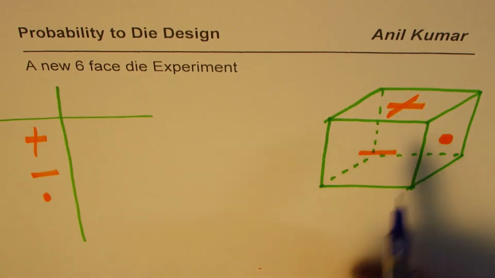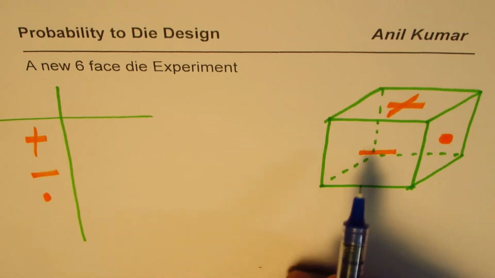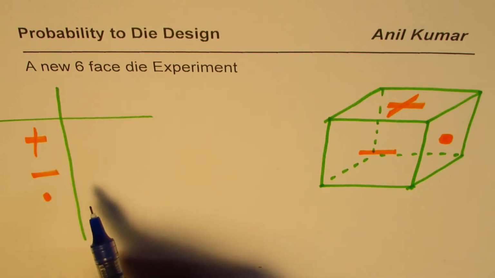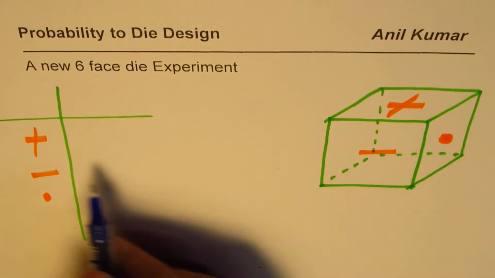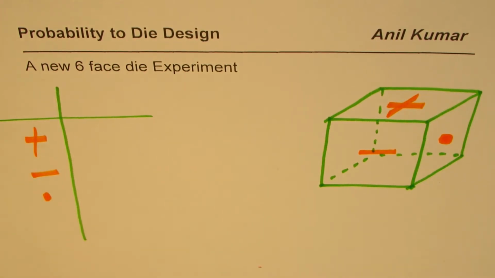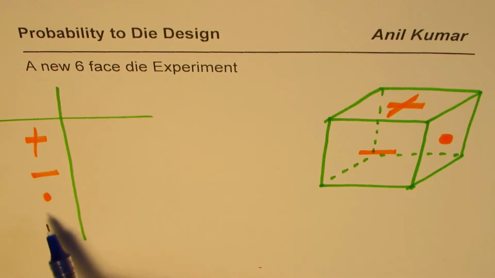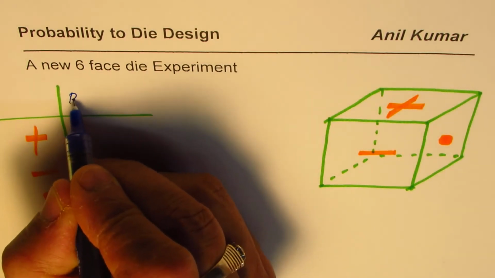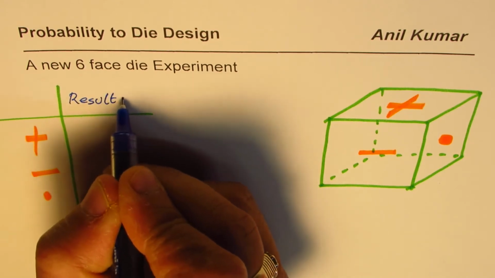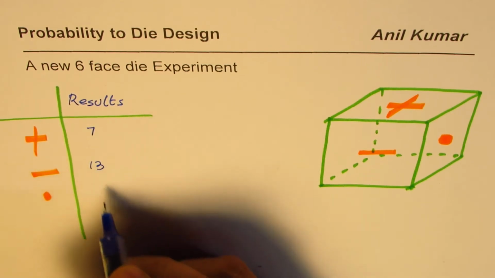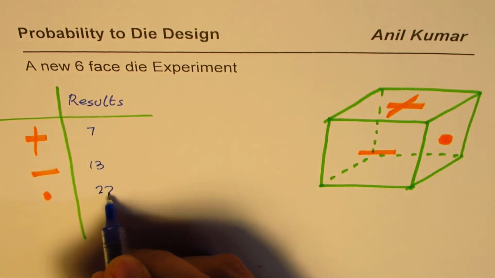So what we do here is we conduct an experiment. In this experiment we roll the die and write down what we get, how many times. Once the experiment is done, we can figure out in how many faces we have the plus sign, in how many faces we have the minus sign, and in how many faces we have this dot or multiplication kind of a sign. Let us say the results of the experiment are that we get about 7 pluses, 13 minuses, and about 22 dots.